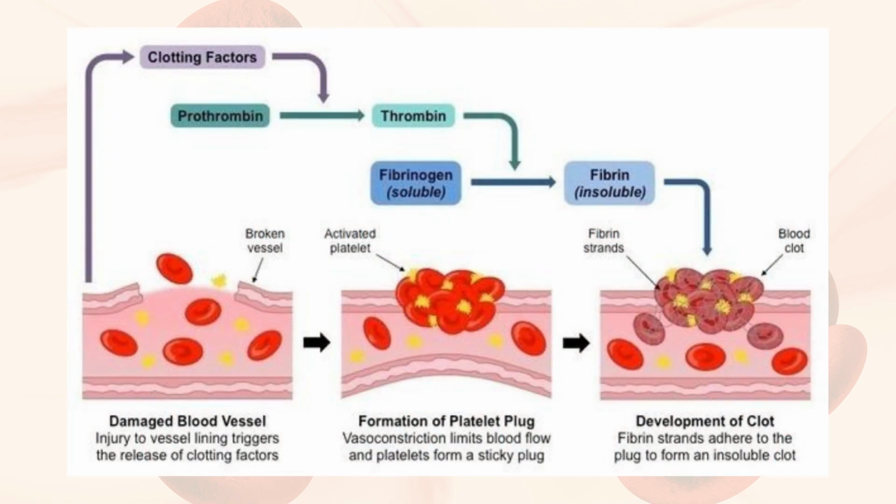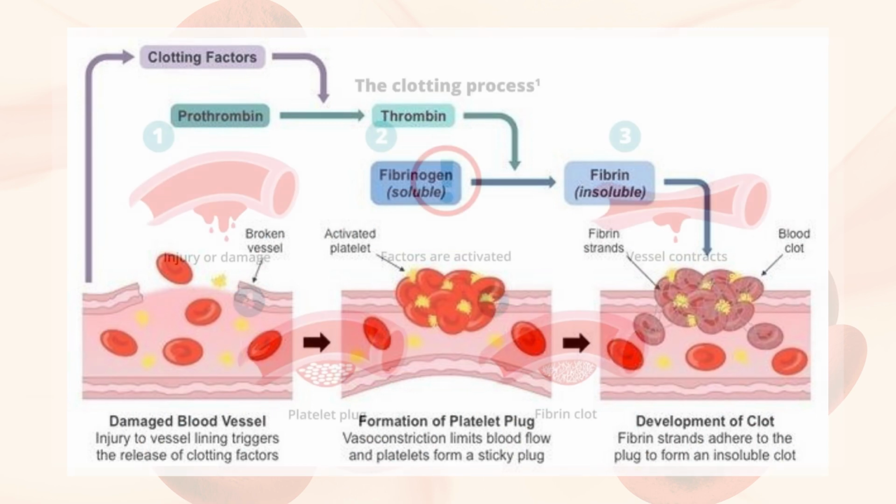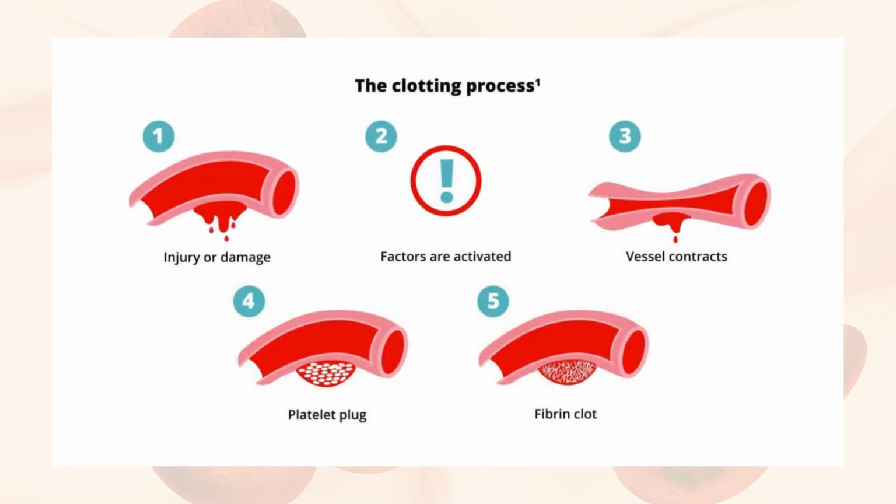Here are diagrams to understand the clotting factors better. Here is the clotting process. The first step is there should be an injury or damage. Then, the factors are activated. Then the vessels contract, the platelets come in to plug, and then the fibrin clot forms.